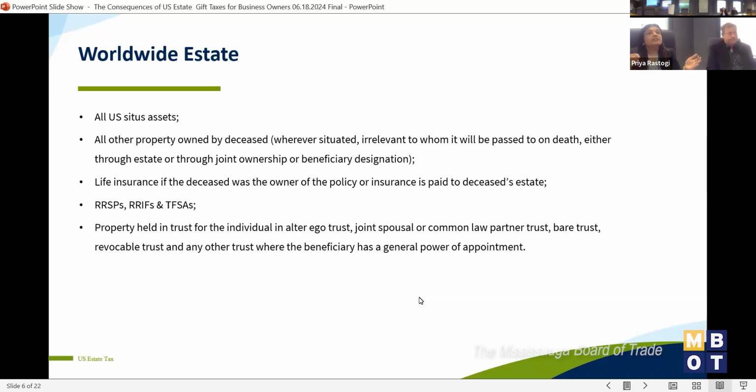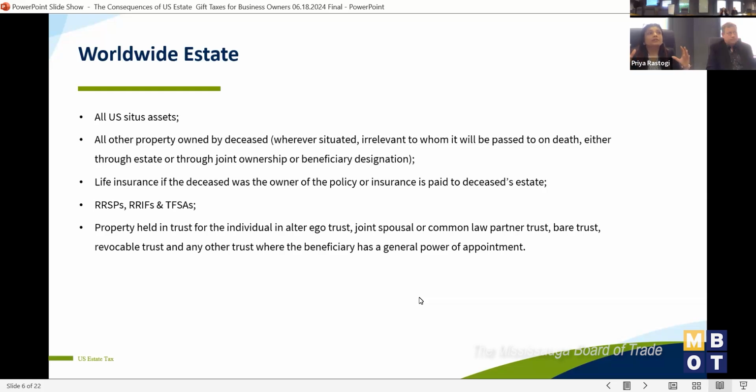And the second topic, which I'll point out under worldwide estate, is your principal residence. If it's a joint home, you need to also include your principal residence in calculating the worldwide estate. So when you calculate the worldwide estate, you include US situs assets and all the obvious estate parts, but keep in mind your principal residence and life insurance, because that kind of adds up.